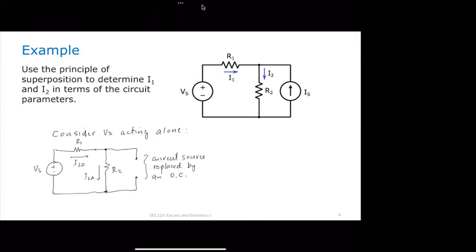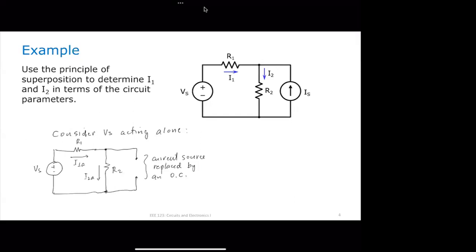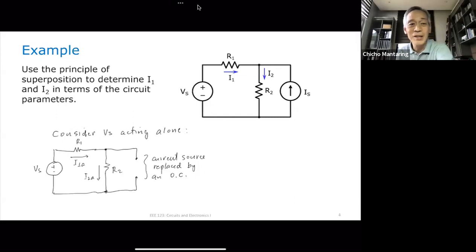VS over R1. VS over R1, kulang. VS over R1 plus R2 po. That's right, no? VS over R1 plus R2. You have I1A will be equal to I2A, no?